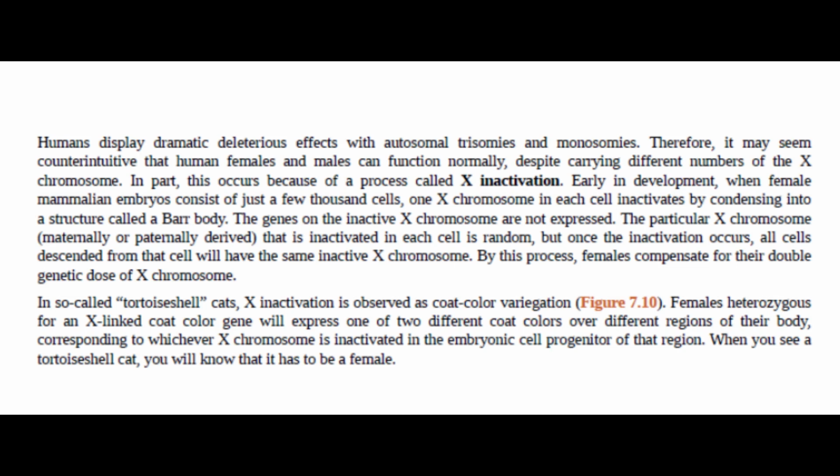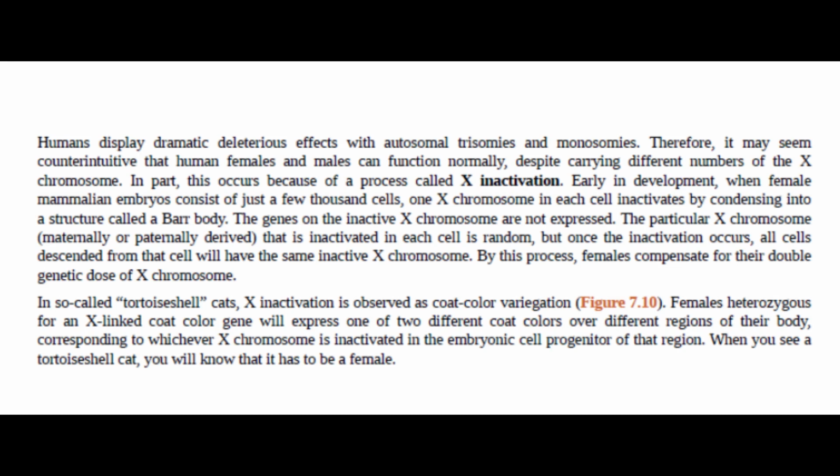Early in development, when female mammalian embryos consist of just a few thousand cells, 1 X chromosome in each cell inactivates by condensing into a structure called a Barr body. The genes in the inactive X chromosome are not expressed. The particular X chromosome, maternally or paternally derived, that is inactivated in each cell is random, but once the inactivation occurs, all cells descended from that cell will have the same inactive X chromosome. By this process, females compensate for their double genetic dose of X chromosomes.